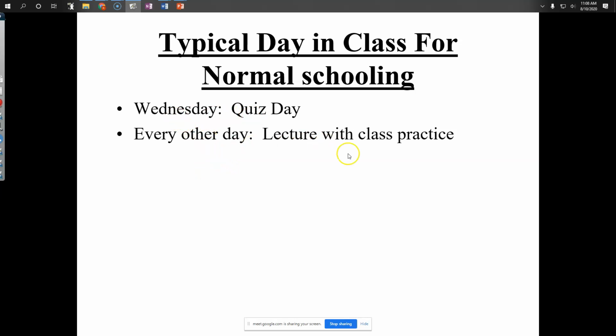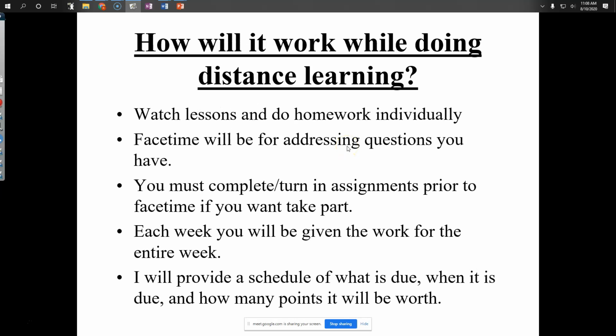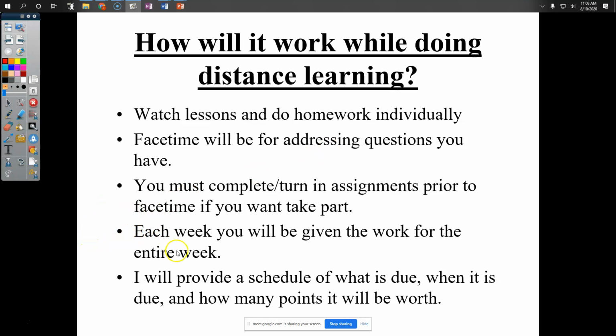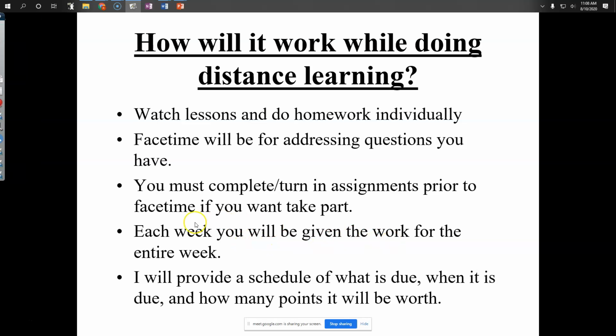Wednesdays are quiz days. Every other day is just lecture with class practice. Okay. So how is all this going to work when we do distance learning? I'm going to jump down here to the 4th bullet down. It says each week you'll be given the work for an entire week. So you guys probably have already noticed that I've got the entire week's workload already uploaded for you to look at.